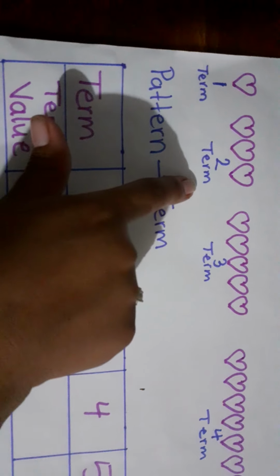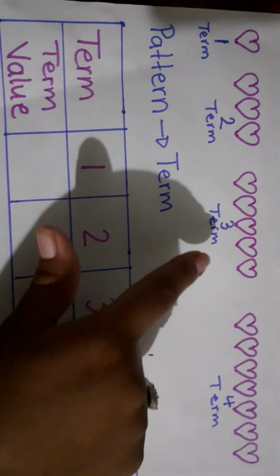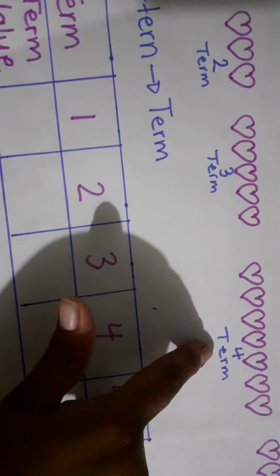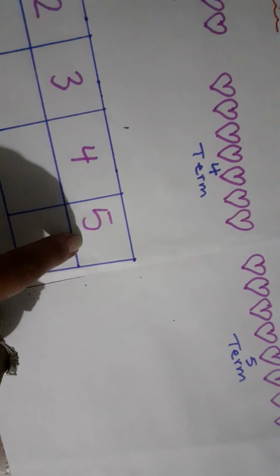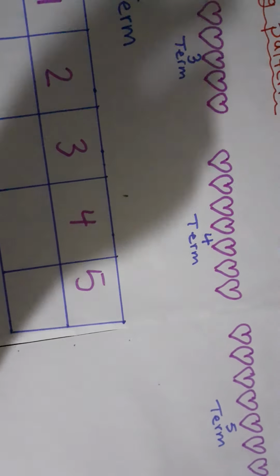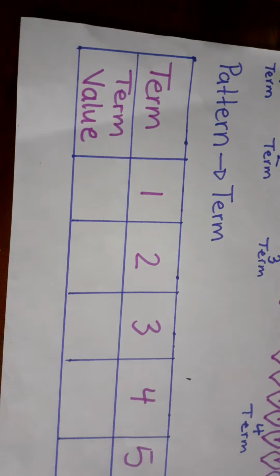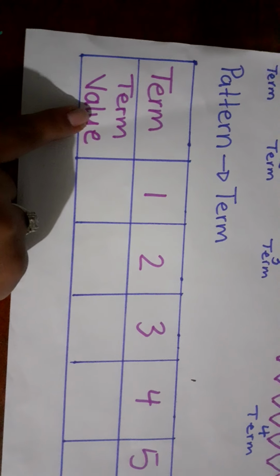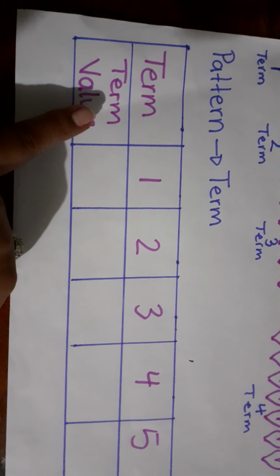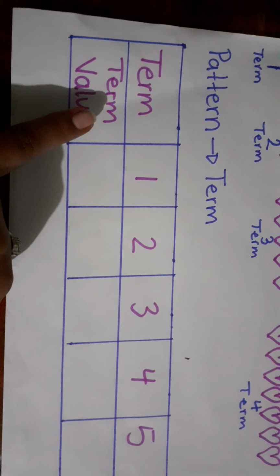So the number of patterns that we have, I'm going to put it under term. So this is first term, this is the second term, this is the third term, the fourth term, and the fifth term. Now, do you know what I will put under term value? So under term value, you are going to put how many of the symbol are there in each pattern.